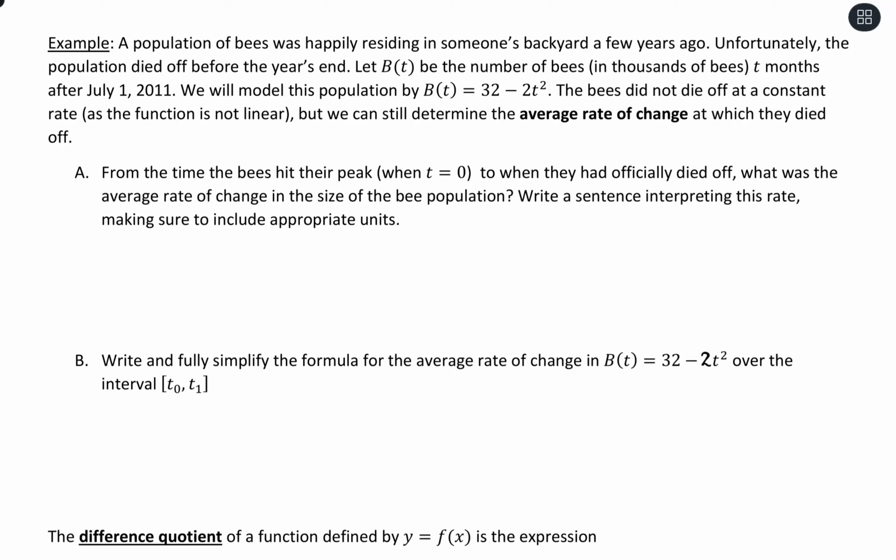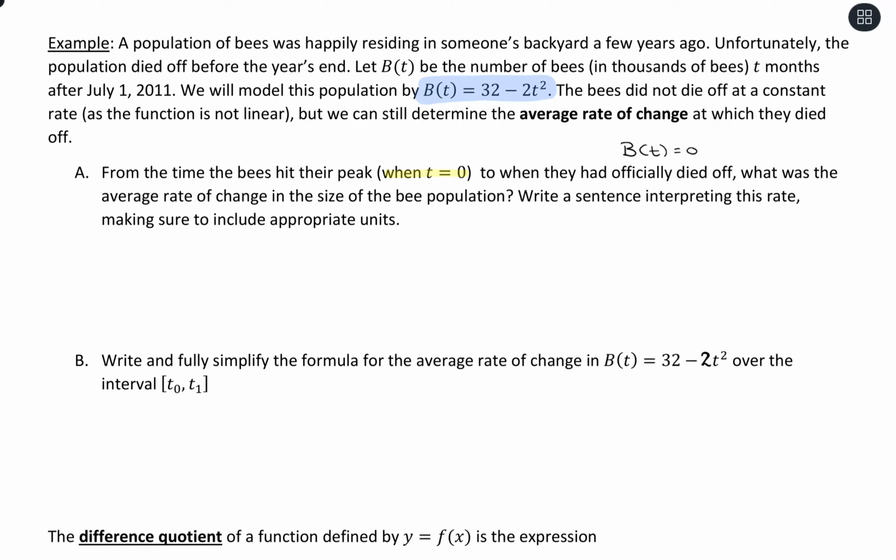And the function we're focusing on here is this 32 minus 2t squared. So it's not a constant rate. We have something quadratic here, so it has a changing rate of change, if you will. But we can still talk about this average rate of change between 2 points. So from the time they hit their peak, which was occurring when t equals 0, to when they had officially died off, so what we need there is we need to know where is the population equal to 0.